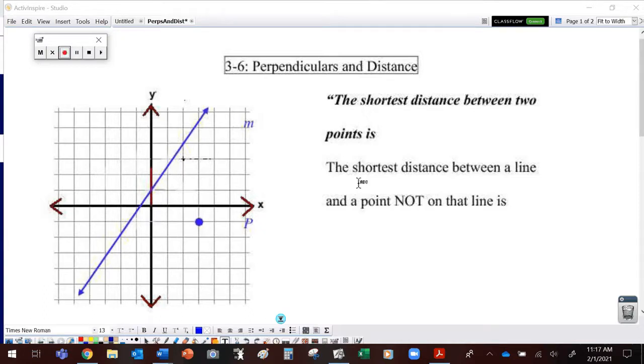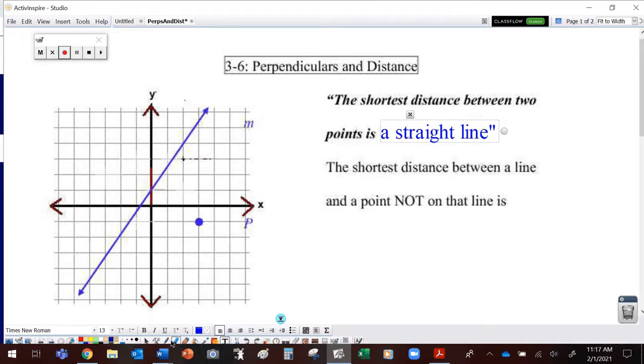Now, we all know the old adage, the shortest distance between 2 points is a straight line. Oop, not a straight line. Okay, now what if instead of just going the distance between 2 points, we want the distance between a point and a line? So let's think about this, guys.